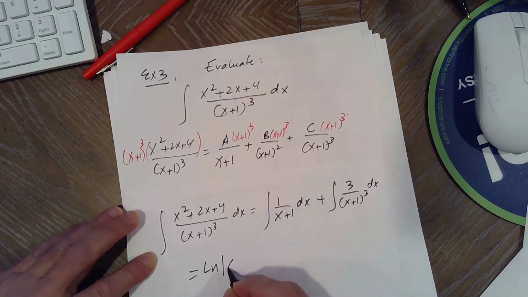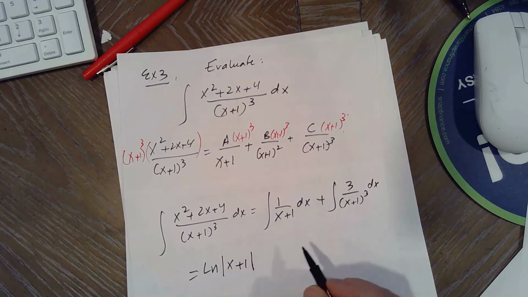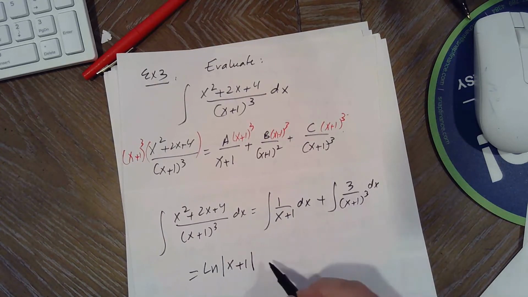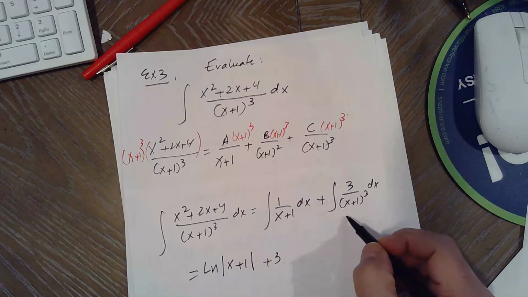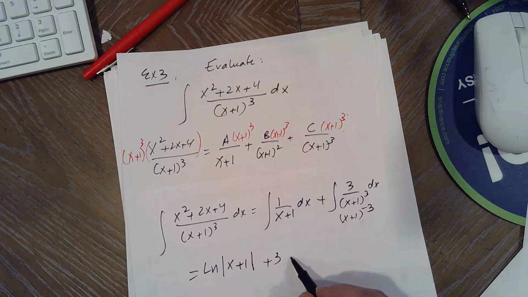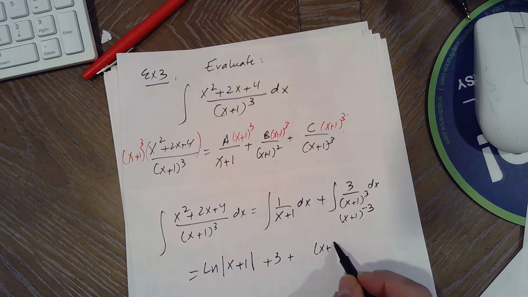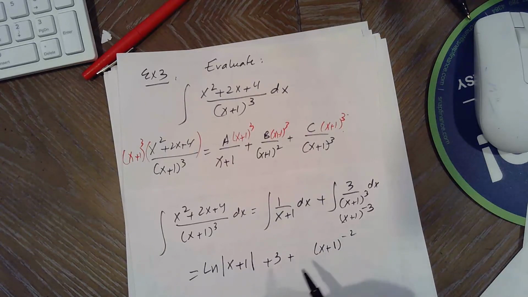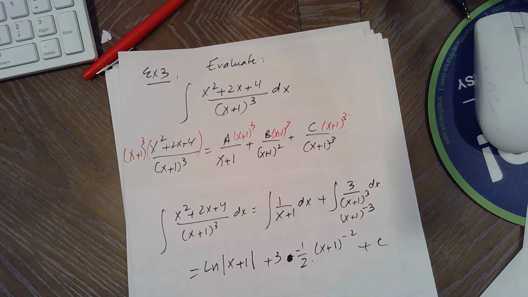So it's ln absolute value of x plus 1. And now the 3 comes out, and 1 over (x plus 1) cubed is (x plus 1) to the negative 3, which you add 1, you get negative 2, divided by negative 2, which is times negative 1/2. So plus c, so it's ln absolute value of x plus 1 minus 3 over 2(x plus 1) squared plus c.